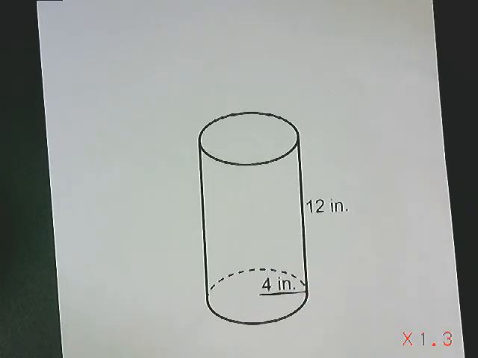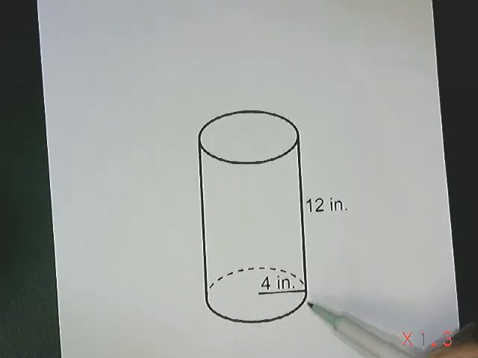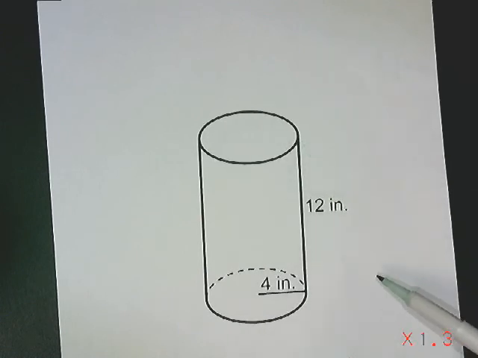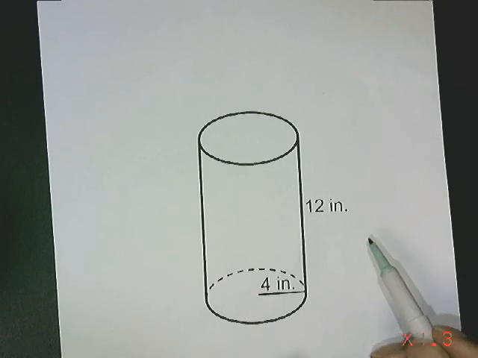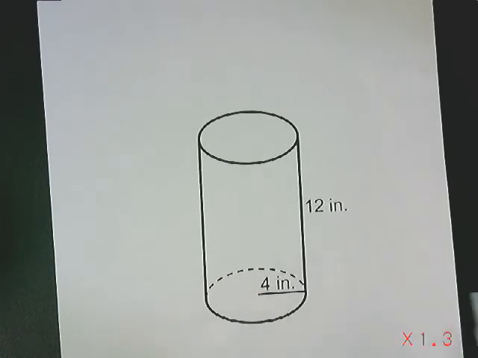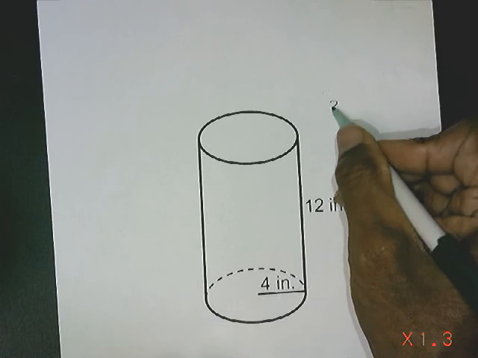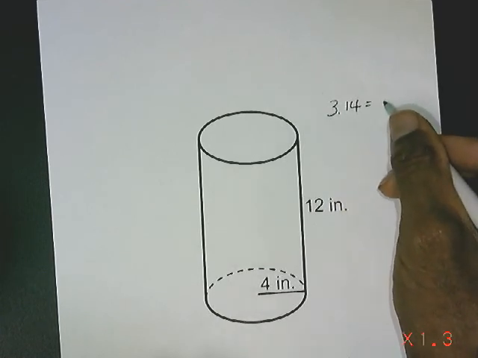Here's a cylinder. The base of the cylinder is 4 inches. That is the radius. The radius is the distance from the edge of the circle to the center point. The height, again, is from this base up to this base, which is 12 inches. So solving this problem, we're going to use pi. We're going to use 3.14 as pi.